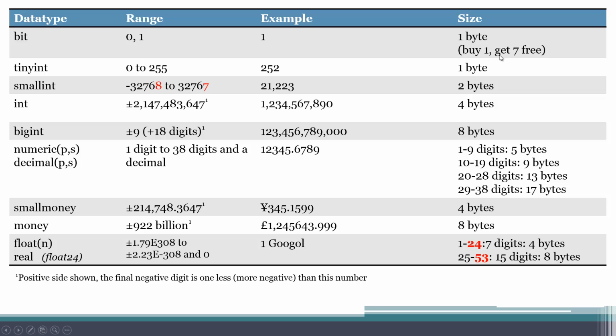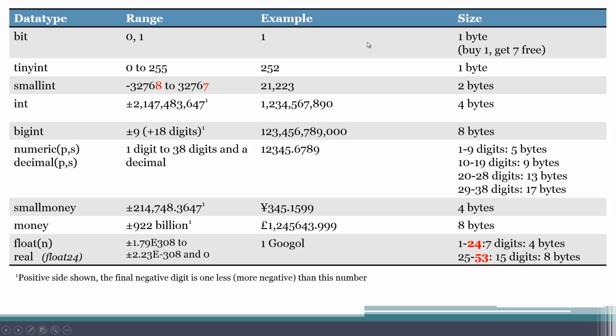However, I've got a little note here that says buy 1, get 7 free. So if you create a bit column in your table, that takes up a byte. If you create a second bit column, SQL Server will store the information about that second column in the same byte that it had for the first one. So essentially, you can get 8 bits in 1 byte, but you pay the cost with the first one.